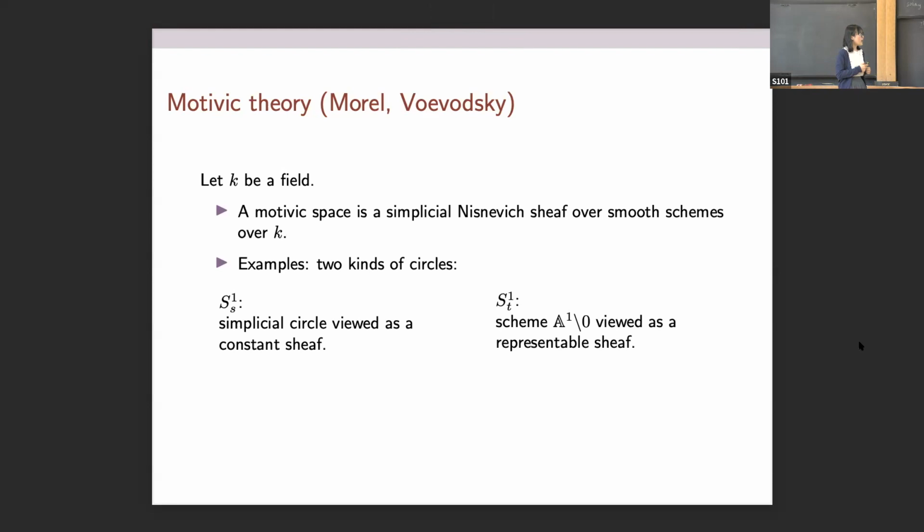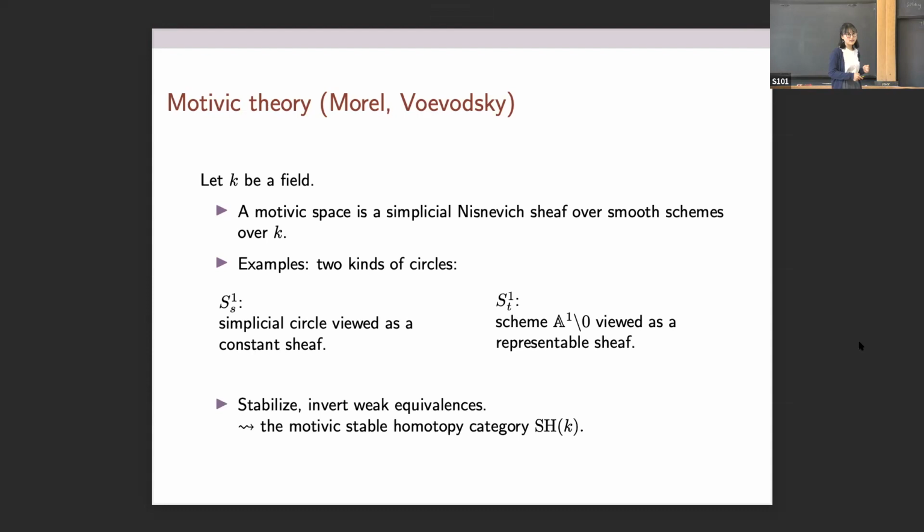The point of choosing these two examples is that you can see that motivic spaces consist of these two kinds of objects. One is simplicial sets, the more topological things, and the other is smooth schemes, more algebraic geometric things. So motivic theory is a combination of these two worlds. And we do the same thing to get to the motivic stable homotopy category.